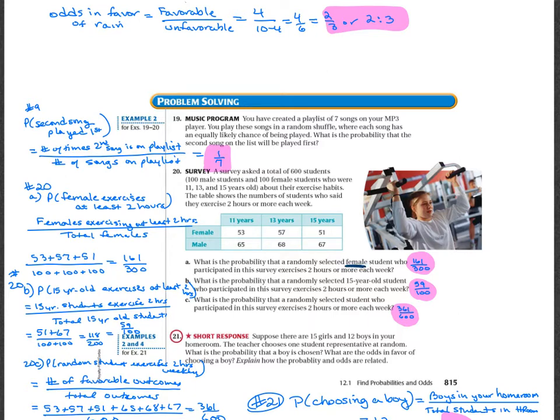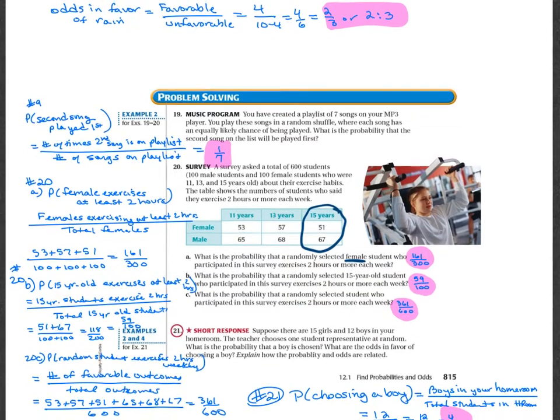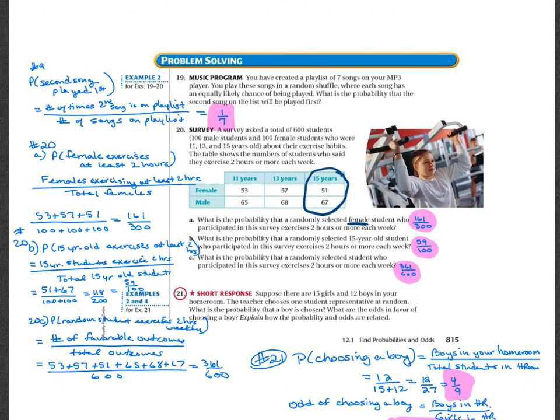B, what's the probability that a randomly selected 15-year-old student exercises 2 hours? So now we're doing just the 15-year-olds. From the 15-year-olds who work out 2 hours, that'd be 59 out of 100. And then C, what's the probability that a randomly selected student who participated in the survey exercises 2 hours or more a week? So now we're talking out of everybody, and that's 361 out of 600.